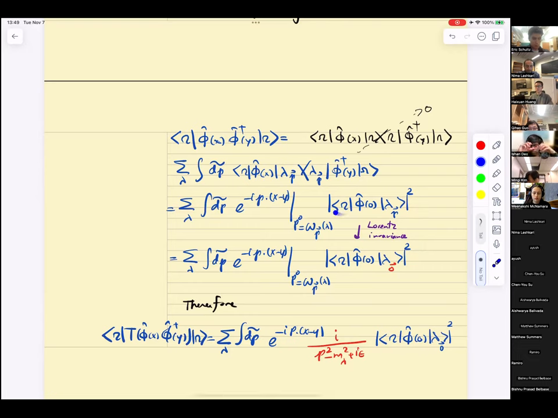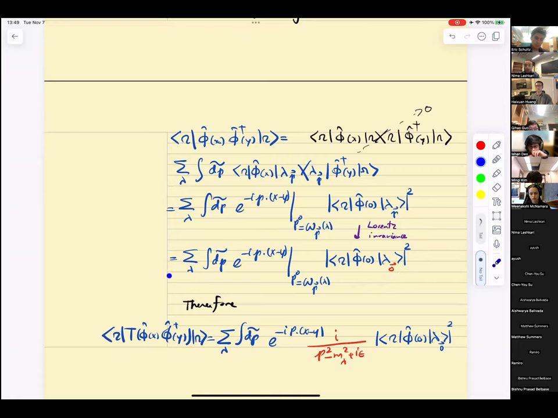Because this guy and this guy are Lorentz invariant, right? Scalar transforms trivially under Lorentz transformations, only the point x mu changes. But a Lorentz transformation will fix point zero. So this is invariant, the vacuum is invariant, therefore you can get rid of the P. What you end up with is this expression.